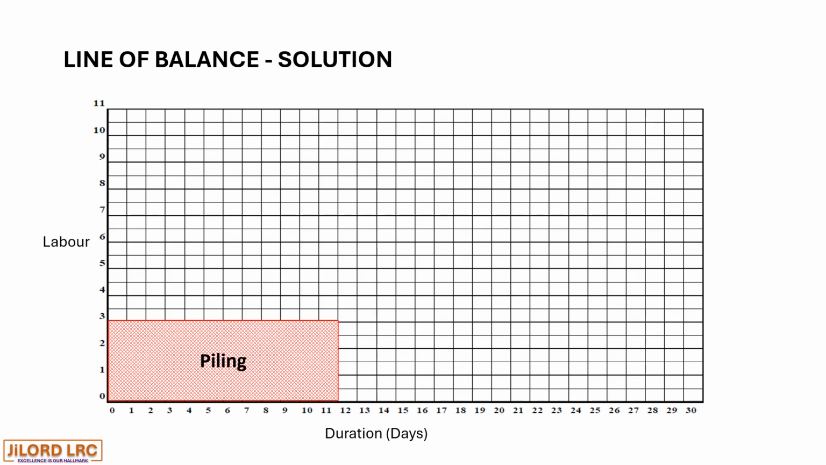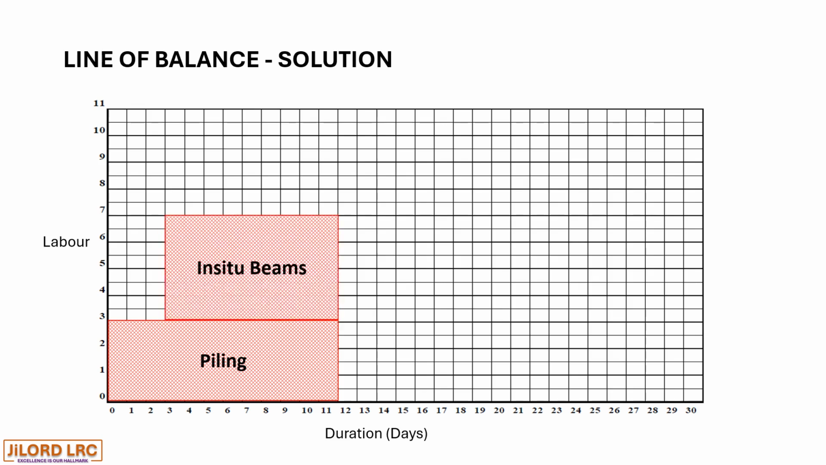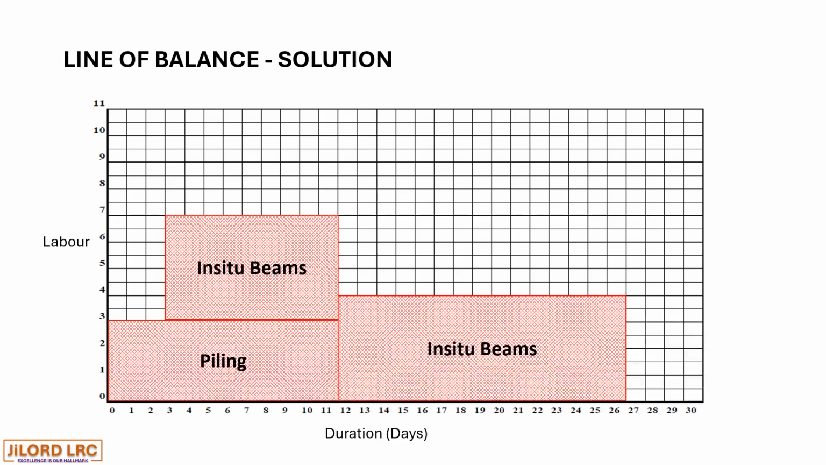Then we have the second operation, which used 4 carpenters, started from day 3 and ended on day 27. So we have 4 carpenters starting on day 3. So 4 plus 3 will take us to 7. And then it started from day 3 and ends at day 27.